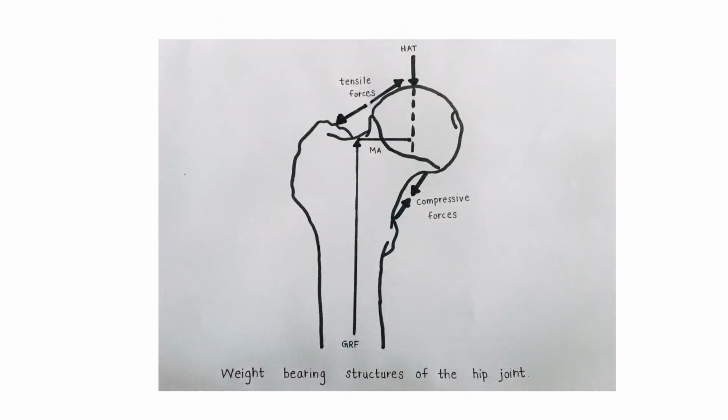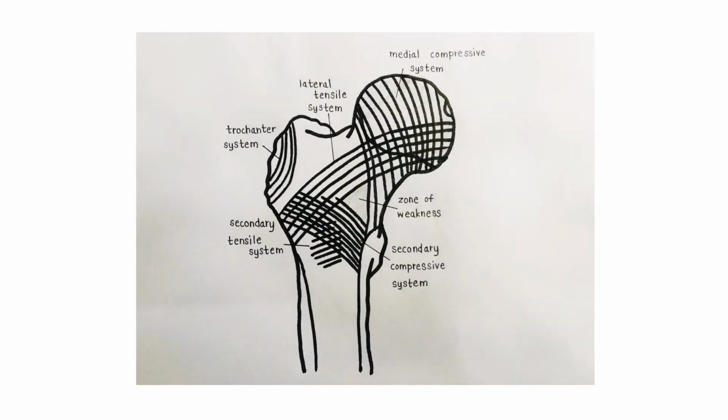In standing or upright weight-bearing activities, at least half of the weight of HAT passes down through the pelvis to the femoral head, whereas the ground reaction force travels up the shaft. These two forces, nearly parallel and in opposite directions, create a force couple with a moment arm.